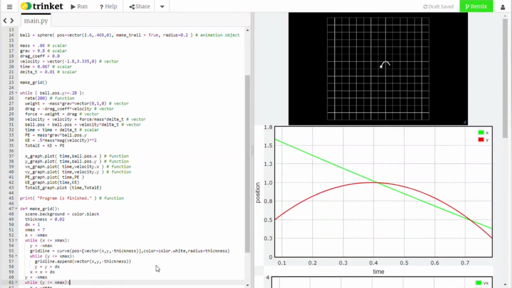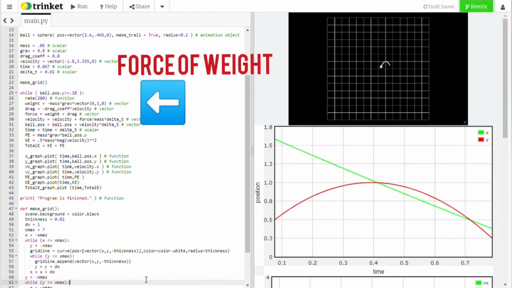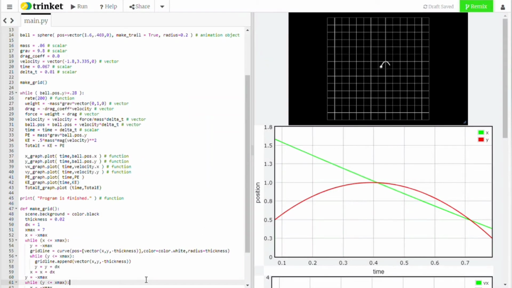Since we've already seen the code a couple of times, I'm only going to show you the things that are different. This week, it's very important to notice that the weight is in the y direction only. See where it says weight, it's negative mass times gravity, like we said, but then it's in the vector and it says 0, 1, 0. It's that middle one that's showing that it's happening in the y component only. Other than that, everything else is pretty much the same. The drag is so negligible, I didn't count it.